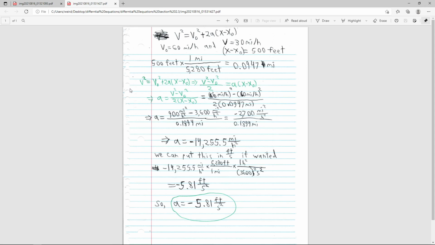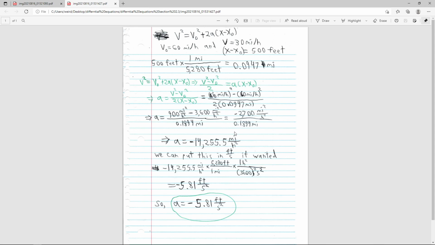So we can just calculate from here and then convert it after we get a final answer for the acceleration. You can solve for acceleration first by making it v squared minus v0 squared divided by 2 equals a times x minus x0, so you divide by that. You get this form, and then you plug in everything. 30 miles per hour squared minus 60 miles per hour squared, divided by 2 times 0.0947 miles. And then you keep on calculating. I show some steps here. But you get negative 14,255.5 miles per hour squared.